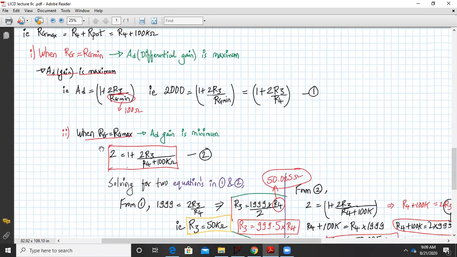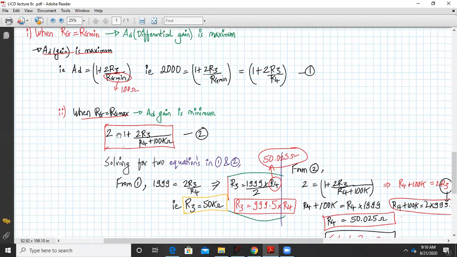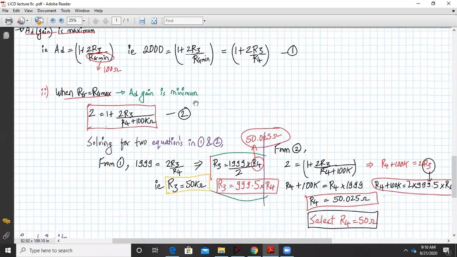And equation number 2 says when my RG is equal to RG max, my gain will be minimum. So we can equate 2 is equal to 1 plus twice R3 upon R4 plus 100 kilo ohm. As you can remember, RG max is R4 plus 100 kilo ohm. Now we will solve equation number 1 and 2 and we will get the values of R3 and R4.